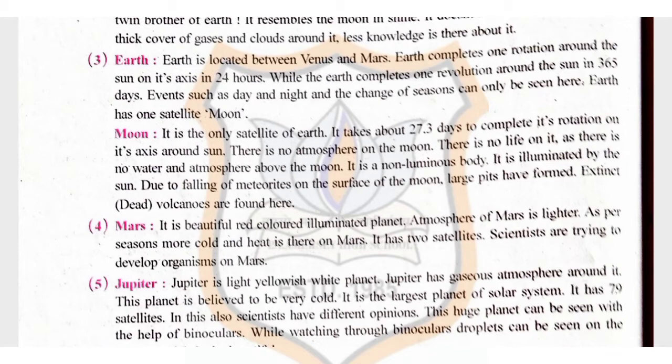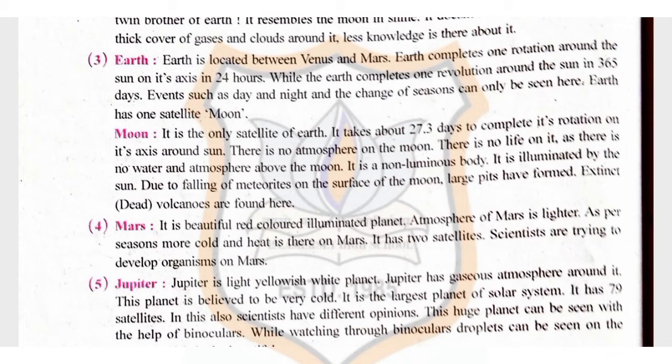There is no atmosphere on the Moon. There is no life on it as there is no water and the temperature is extreme. It is a non-luminous body. It is illuminated by the sun. Due to the falling of meteorites on the surface of the Moon, large pits have formed. Extinct, that is dead, volcanoes are found here.